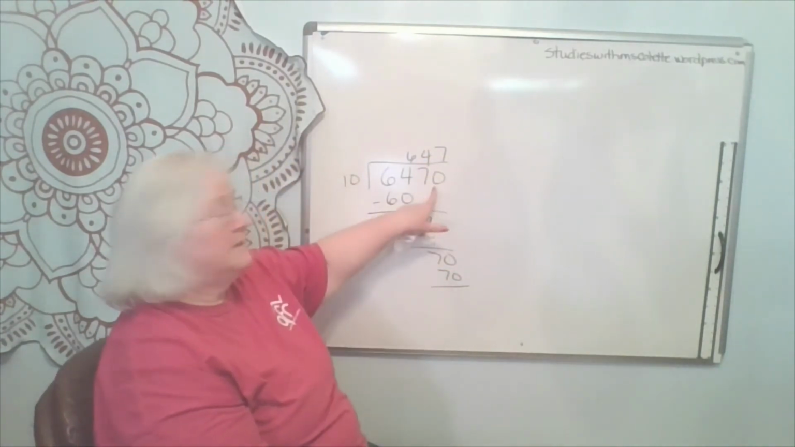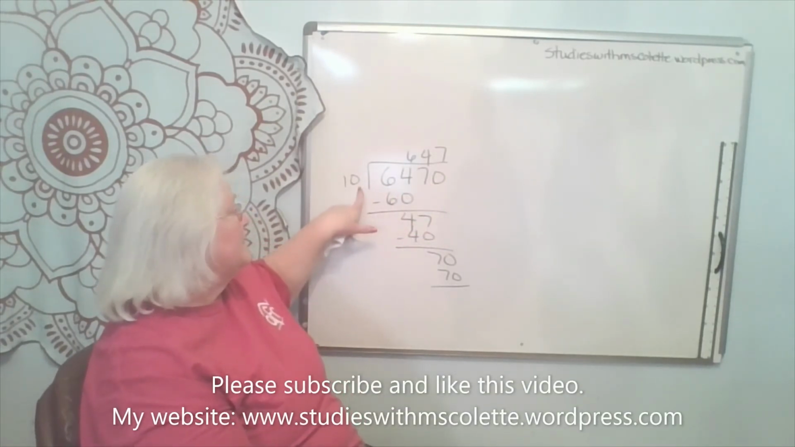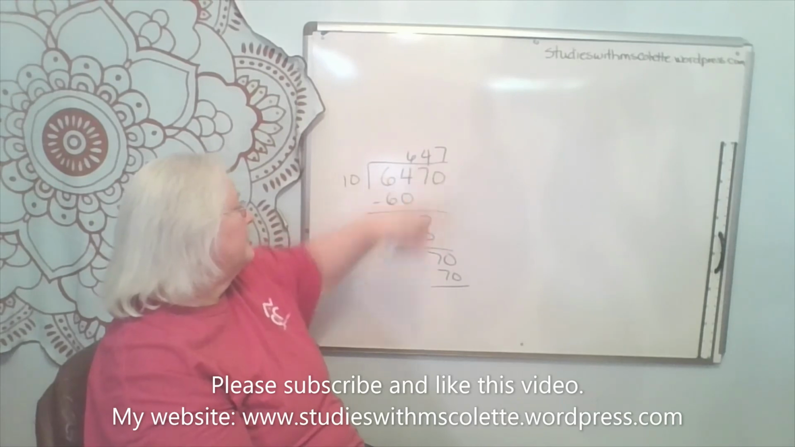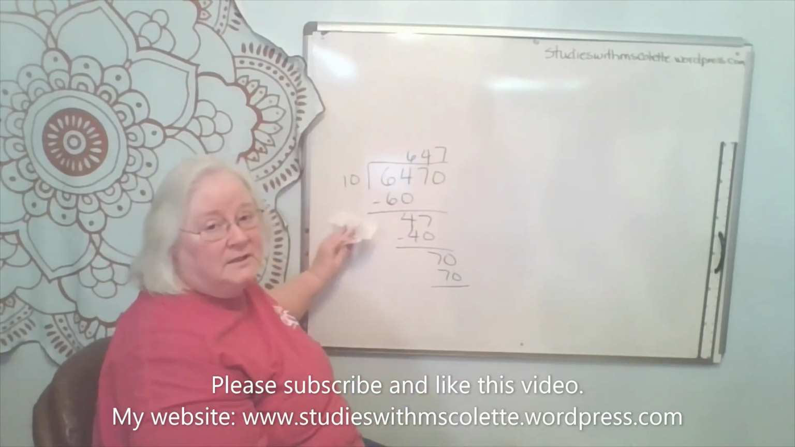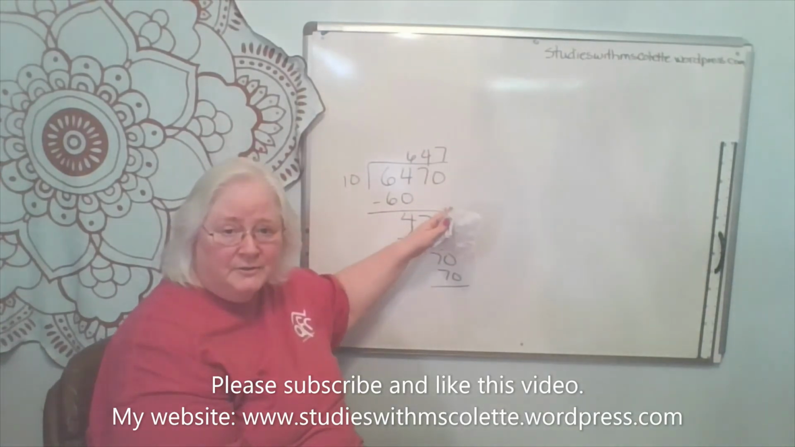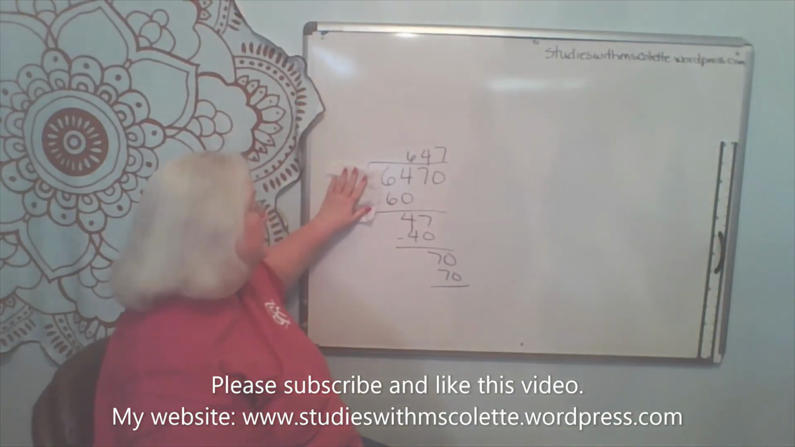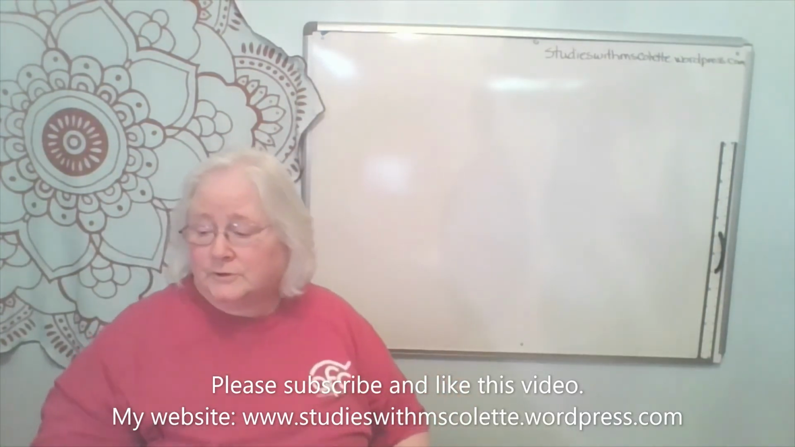And if you notice, this is one of those shortcuts. When you're dividing by 10, you just take the 0 off. That's just a little shortcut. But the divisibility rule for 10 says that if it ends in 0, then it's divisible by 10. Okay? So that is the divisibility rules.